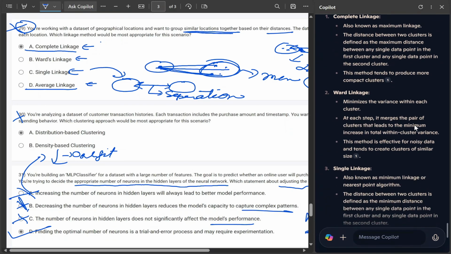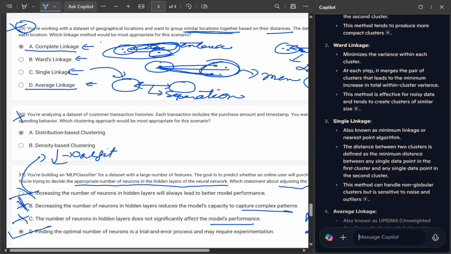Now for Ward linkage, it minimizes the variance within each cluster. At each step, it merges the pair of clusters that leads to the minimum increase in total within-cluster variance. What it does is very simple, I guess. If you have clusters here and then you have clusters here, it takes a pair, okay, and if the inside distance, or the inertia that we call, is similar, then it tries to group them, and then finally a final cluster will be formed, and this is called bottom to top. The method is effective for noisy data and tends to create clusters of similar size.